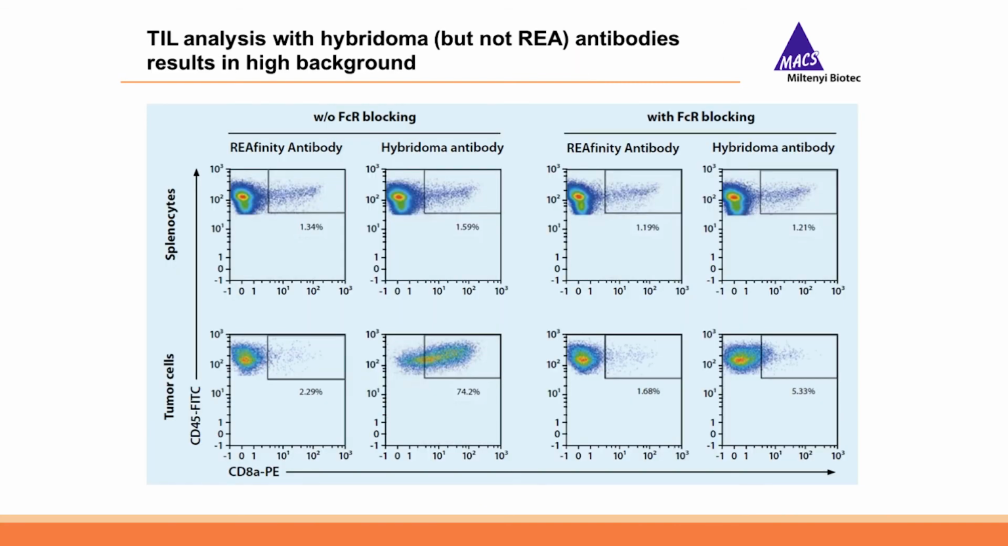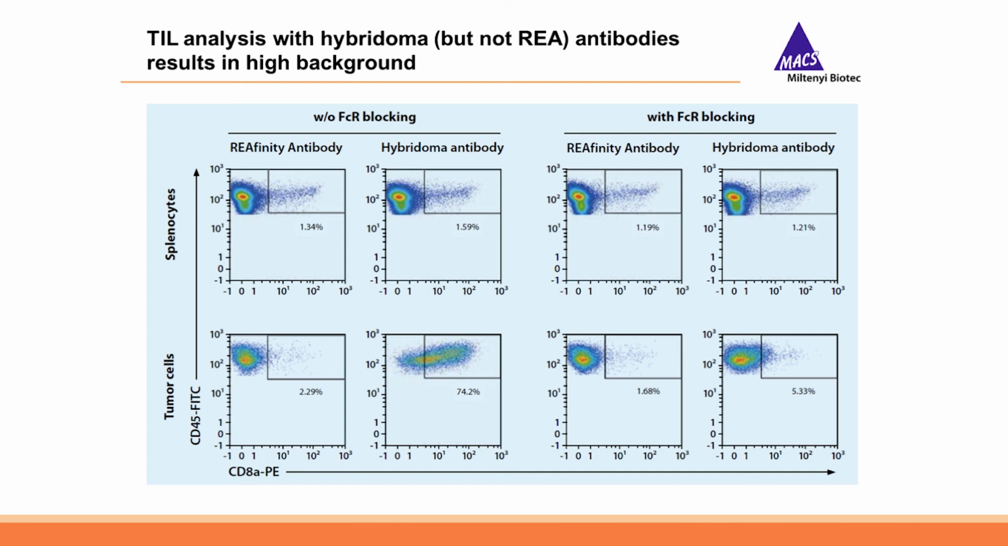And just to show you the advantage of these antibodies, when working here with splenocytes or tumor cells, you see a CD8 staining. And then you compare the REAffinity antibody to a classical hybridoma antibody, you see in the spleen that all looks pretty good. The antibody does not give you a lot of background. However, in dissociated tumors, we know that a lot of cells upregulate the Fc gamma receptors. And what you can see here, the REAffinity antibody is not affected by this.